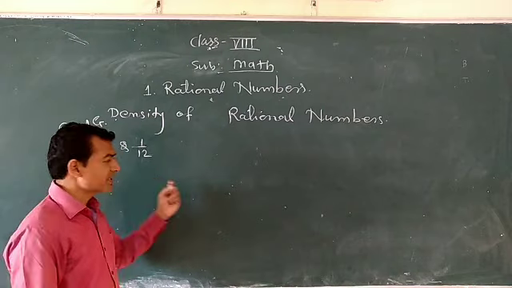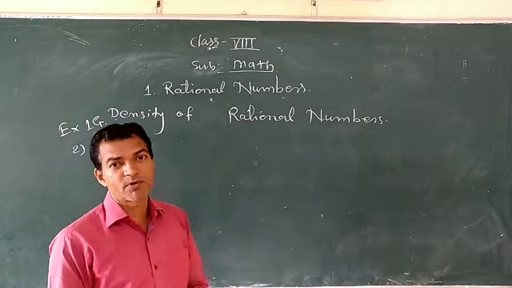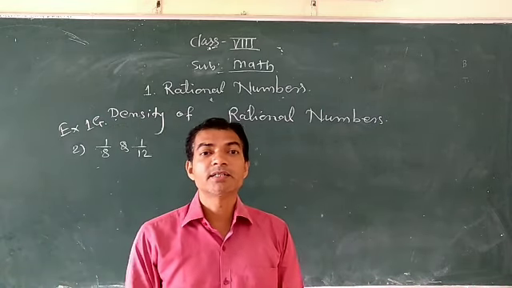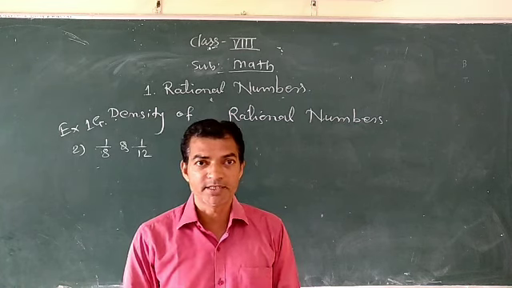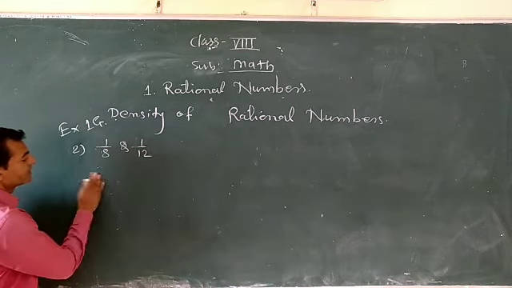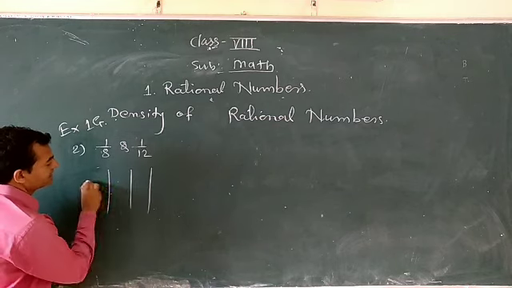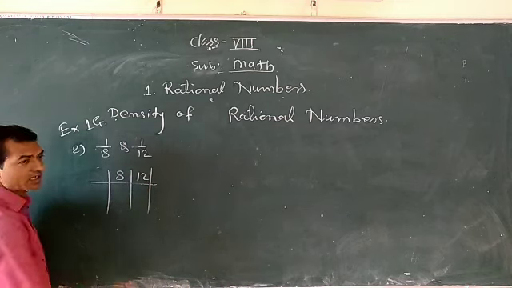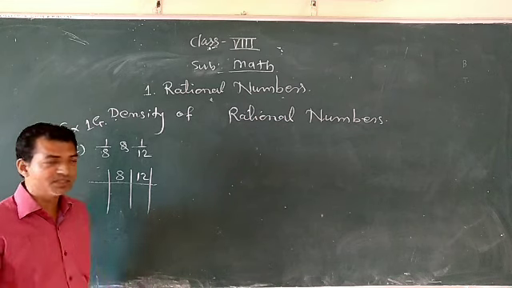But suppose the denominators are different, at that time we have to find the LCM of these denominators and make the rational numbers of the same denominator. So first find the LCM of 8 and 12. You have to find the LCM of 8 and 12 like this. Suppose this is 8, this is 12. You know very well how to find the LCM of these numbers.